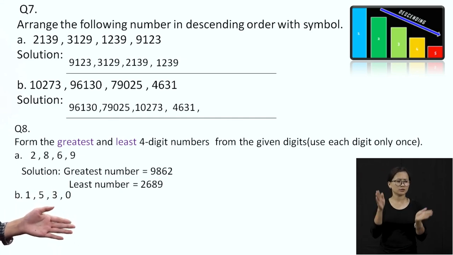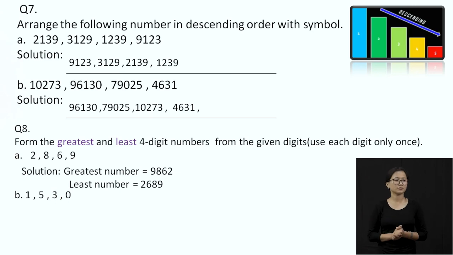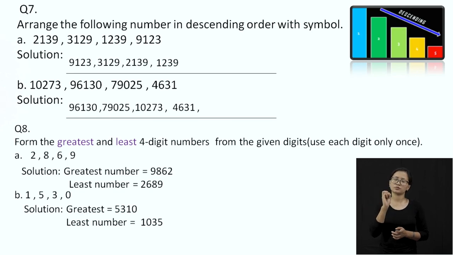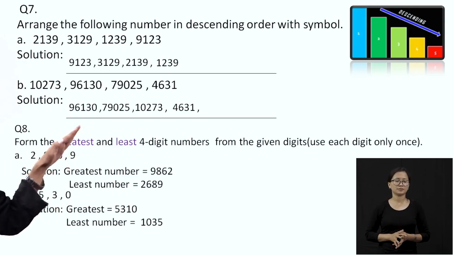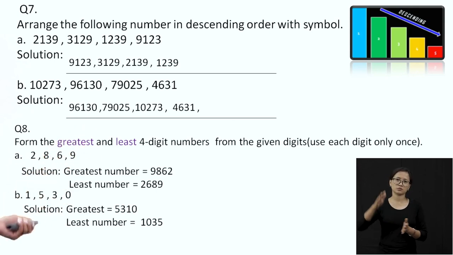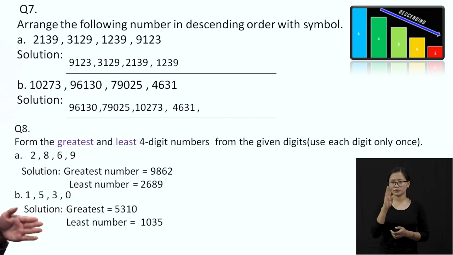The smallest number is 2,689. Okay, now you have B, you have 1, 5, 3, 0. So you will write the greatest number. You will start from 5. 5, 3, 1, and 0. It's just like arranging in descending order. So you start from the greatest number. So 5, 3, 1, 0, which we read as 5,310. And the least number is 1, 0, 3, and 5.